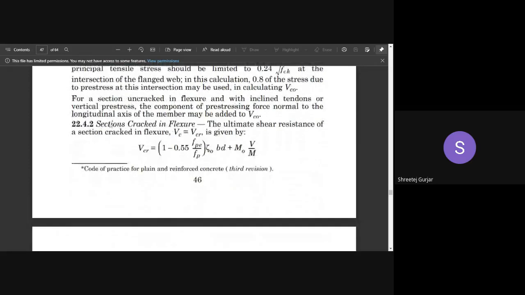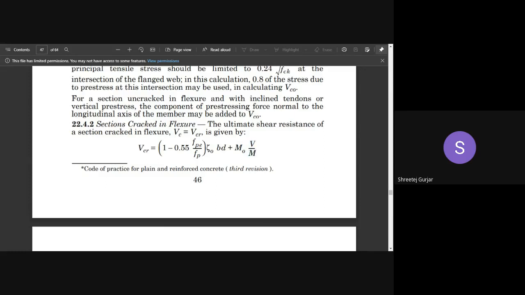Now moving on to sections in cracked. Here the ultimate shear resistance of the cracked section, we know, is given by Vcr. This is the formula. So Fpe, what is Fpe? It is the effective pre-stressing force in the cable after all the losses, effective pre-stressing force. And what is Fp? Fp is the characteristic strength of your steel. And tau c, I have told you we have to calculate from the table. bd will be given to us. Here V is the shear force acting, and M is the bending moment which is acting.